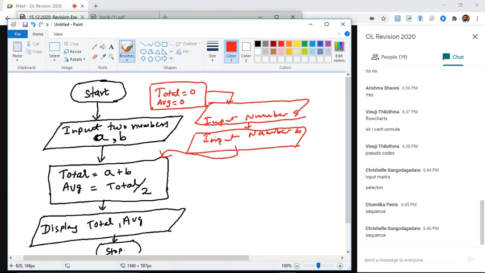So this is the basic concept. Start, input two numbers, that two numbers are A and B. Then we calculate the total, that will be a process, A plus B. Then average equals total divided by 2. Then you display the total and the average, and you stop the program. So with the help of this flow chart, you are telling the programmer what to do.